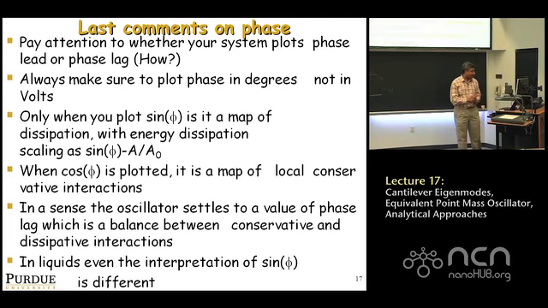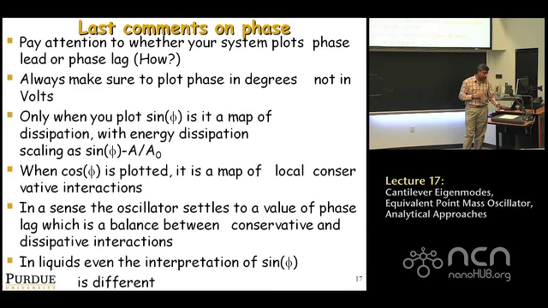So, last comments in phase. Number one, pay attention to whether your system plots phase lead or phase lag. Thanks to Ron's question, pointed that out. Always make sure to plot phase in degrees, never in volts. Phase cannot be in volts. It's only when you map sine of phi over a sample, not phi, that you can correlate the numbers to energy dissipation.